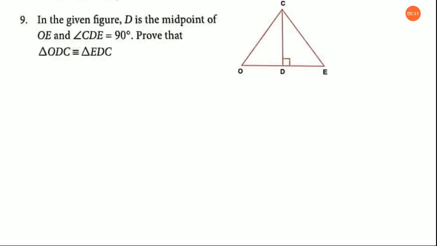In the given figure, D is the midpoint of OE and angle CDE is equal to 90 degrees. Prove that triangle ODC, that is this triangle, is congruent to triangle EDC. So these two triangles are congruent. Congruent in the sense equal in shape and size. Okay, shall we check whether these two are congruent?